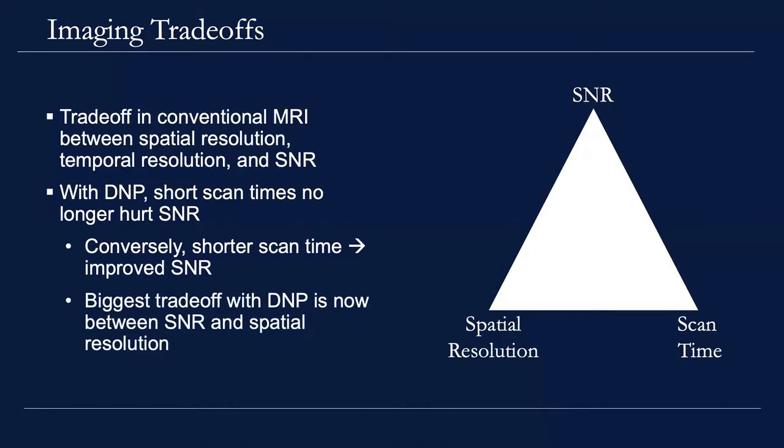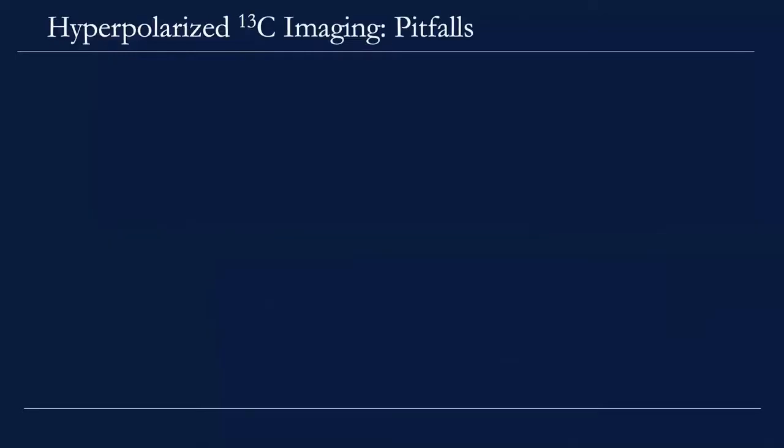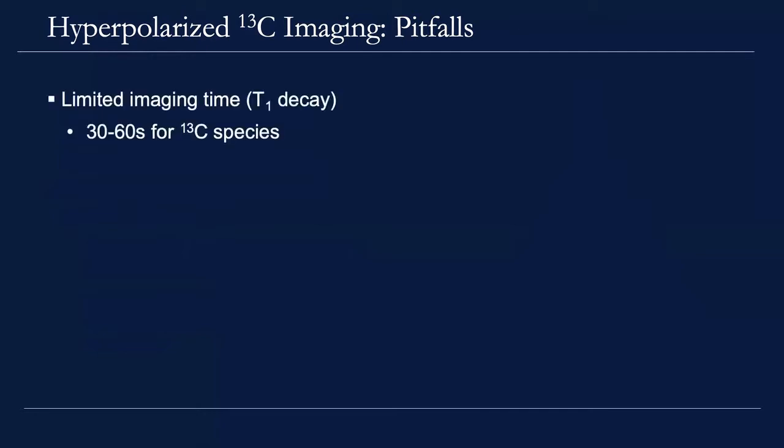So the biggest trade-off that we have now with the DNP or hyperpolarized carbon is between signal to noise and spatial resolution. And as we'll talk about, how we use that signal over time to get the enzyme kinetics. So there are a few major pitfalls that I want to address briefly before we go into detail in a few slides.